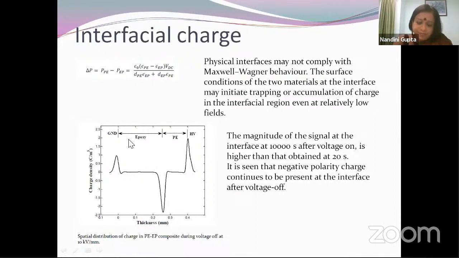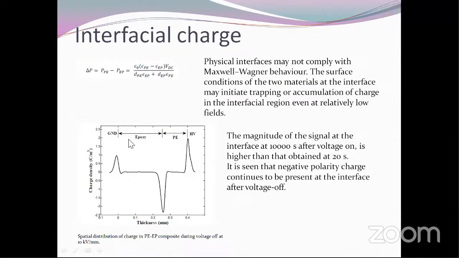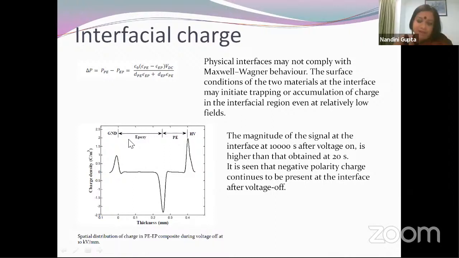Vaibhav asked, what is the behavior of space charges in vacuum when it is used as a dielectric medium? Okay, I have to again repeat what Professor Raju said, that if you have ideal vacuum, you do not have any charge.